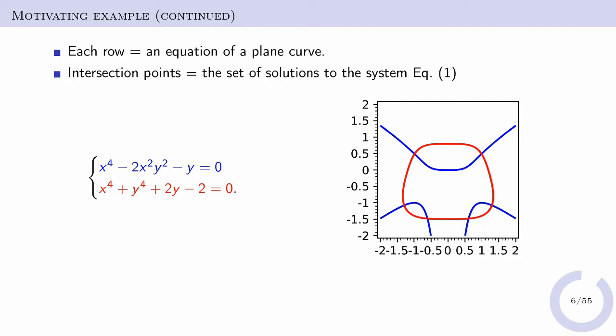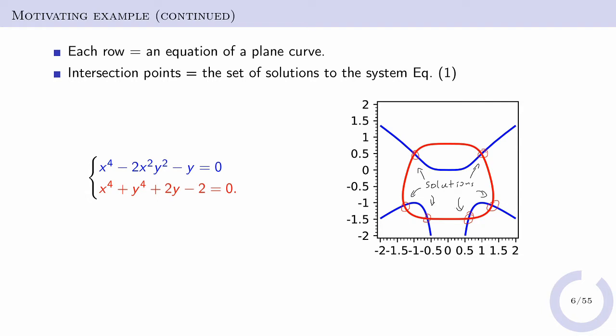So it follows that here, here, here, here, and here, these are the solutions to the system. These 6 points where these two curves intersect are precisely the solutions.